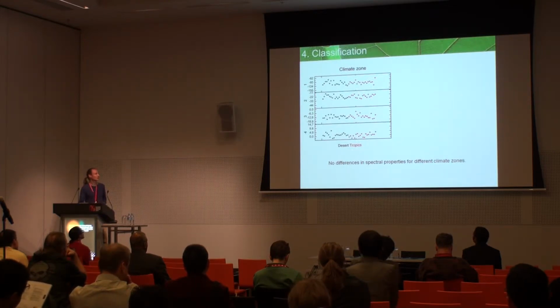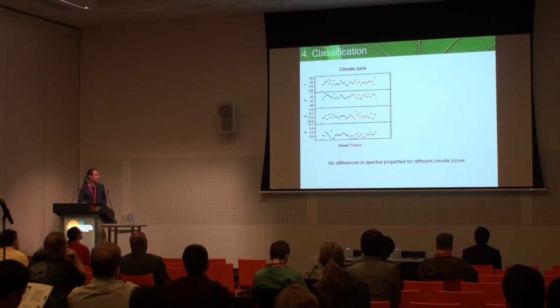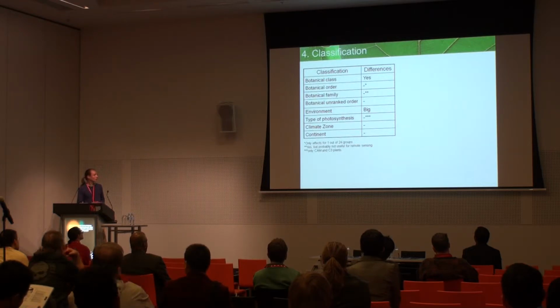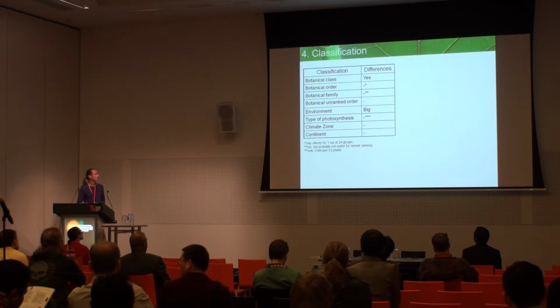But you cannot see this in the spectrum, which is quite astonishing. So here now an overview of things we investigated. The first four are according to the botanical systematics. So we have the botanical class, which I showed you, the botanical order, botanical family, and the unranked order, which did not show any differences for the different groups.